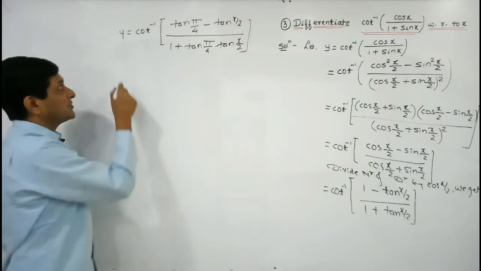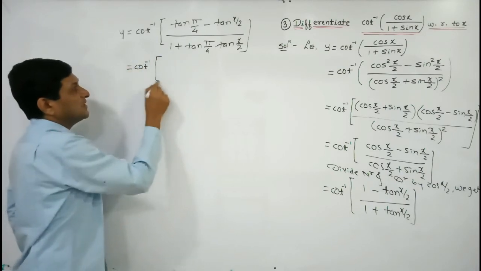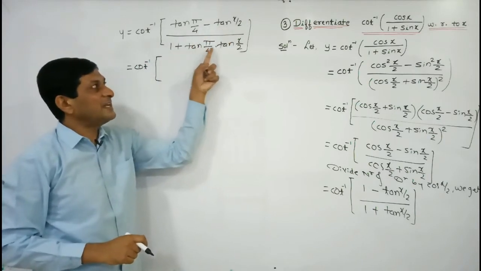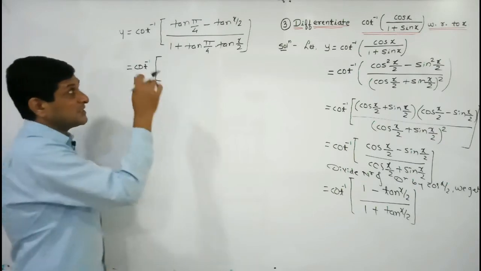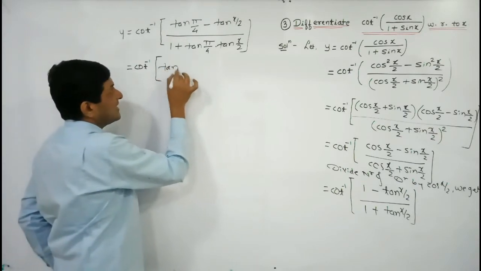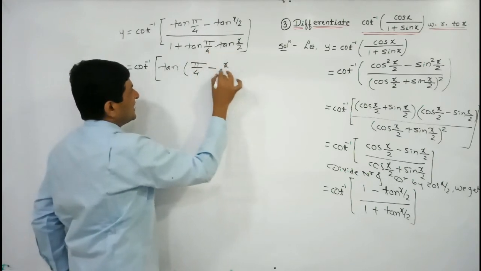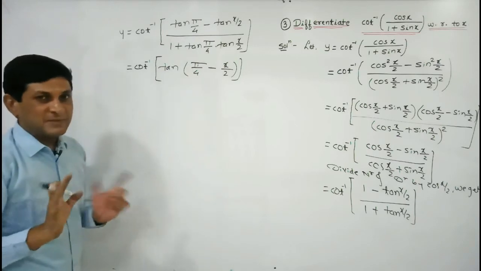So which is equals to, here we are just simply trying to arrange the term in the form of tan a minus tan b upon 1 plus tan a into tan b, where a is pi by 4 and b is what? X by 2. Now this is nothing but formula of what? Tan a minus b. A is what here? Pi by 4, and b is what here? X by 2. So in this way we have converted this expression in terms of tan.